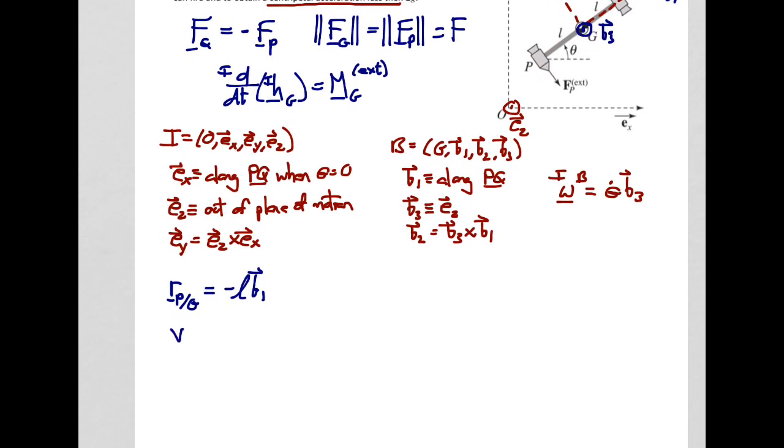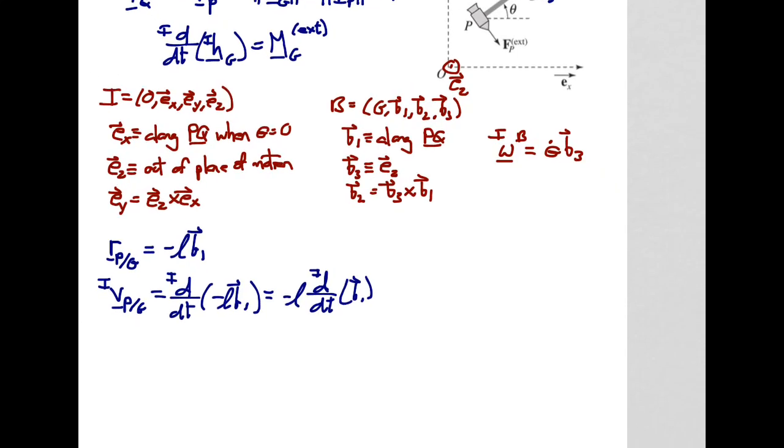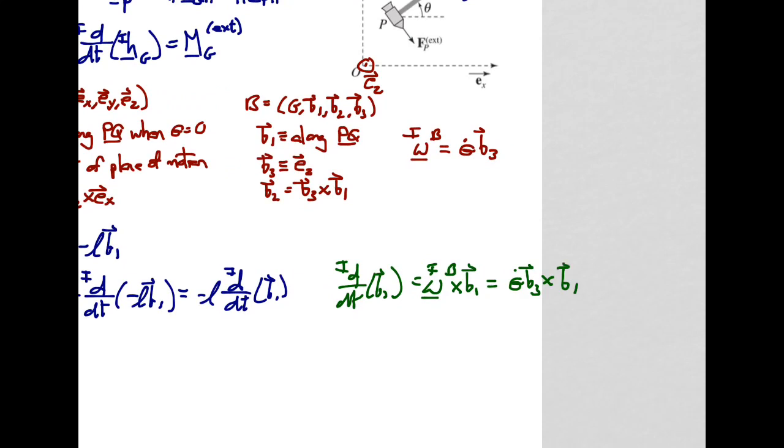Our velocity of P with respect to G is equal to the time derivative of negative L B1. So this is negative L times the time derivative of B1. And so the time derivative of B1 is equal to omega B, as observed in the inertial reference frame, crossed with B1. And so it's theta dot B3 crossed with B1. And so we get theta dot b2.